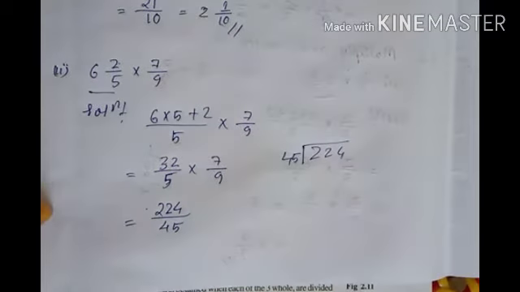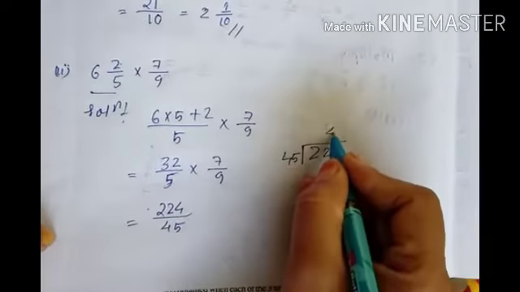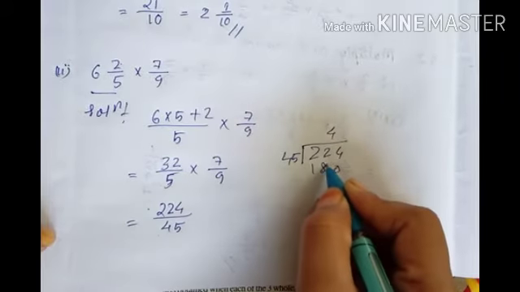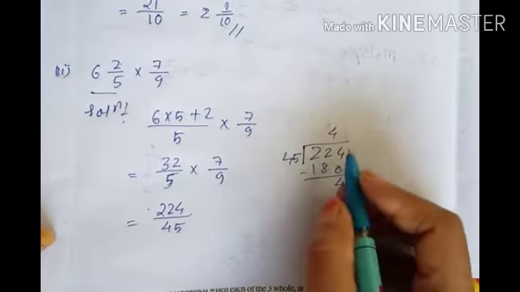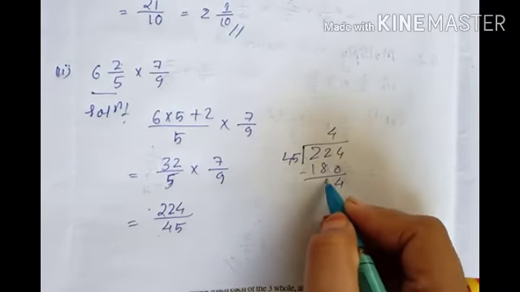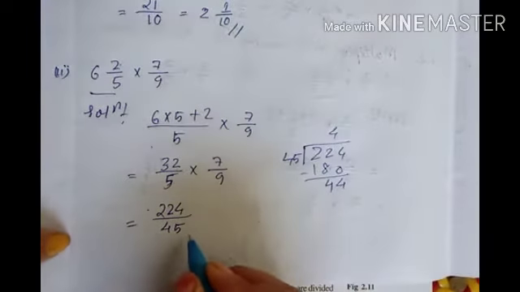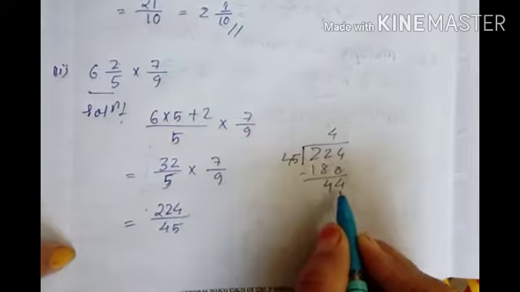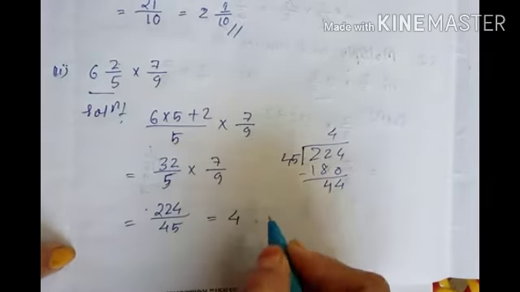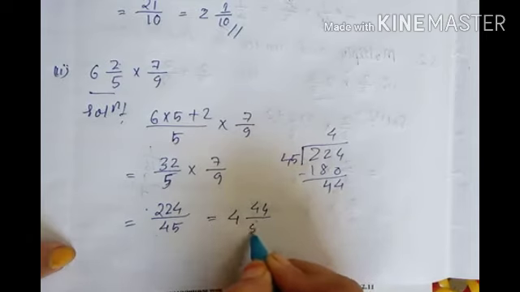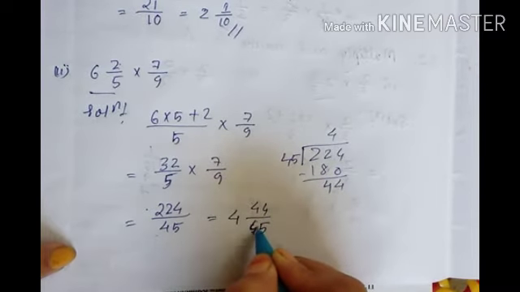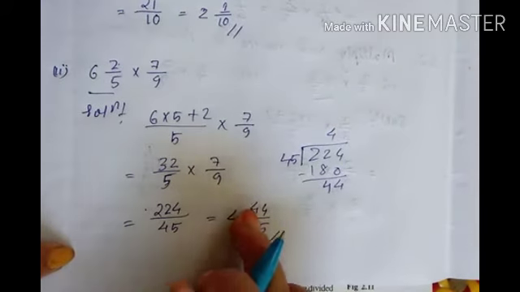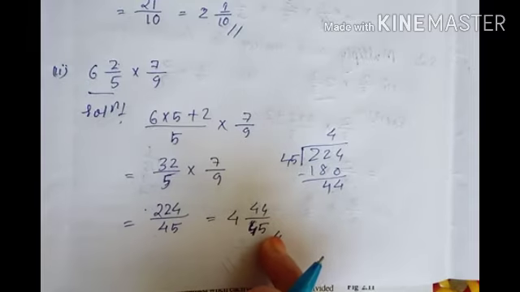By doing divide. How? It will divide 4 times. 5 4s are 20, 2 carry, 4 4s are 16, 17, 18. Now do minus and you will get 44, isn't it? So how will you write this as a mixed fraction? Because now 44 is smaller than 45, we cannot divide. So how will you write? First you will write the quotient, then the remainder, then here you will write the divisor, 45. So this is your answer. 44 upon 45 is your required answer.